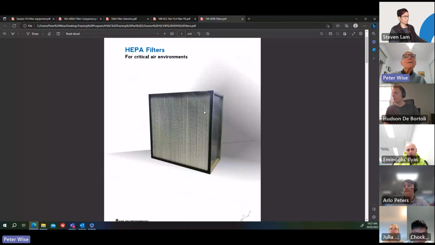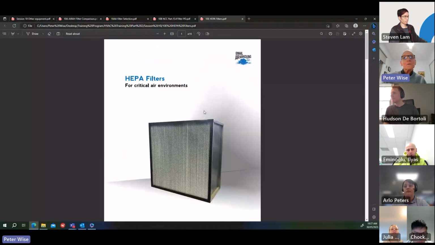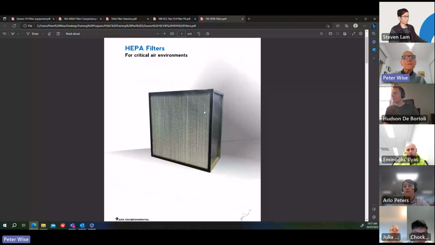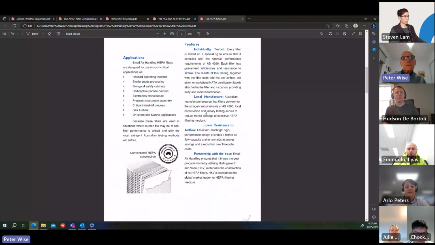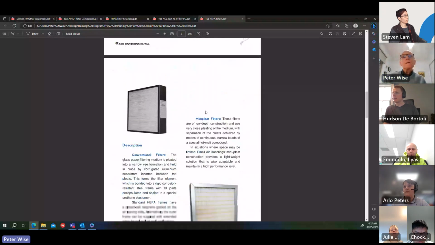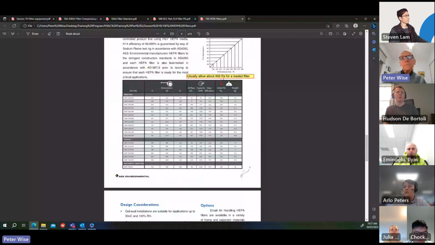Good, thank you. Okay, HEPA filters for critical air environments. So there's various types and sizes. I'm not going to go through all this, but again, there's technical data there. And I've made a note there, usually about 400 pascals for a loaded filter.